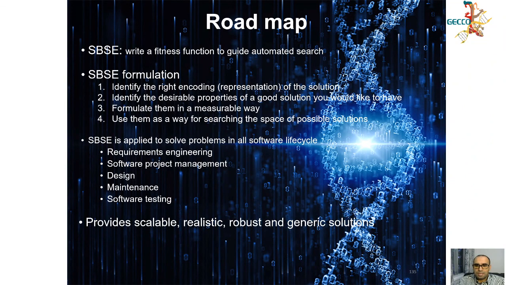So let me summarize now. SBSE in a nutshell is about writing a fitness function that will guide an automated search. To use search-based software engineering to solve a given problem, we mainly need to identify the right encoding or representation of the solution. Then we need to identify the desirable properties of a good solution that we would like to have. So how our solution should look. For example, we want to reduce the coupling and increase the cohesion. These are the desirable properties of our design solution, for example. Then we need to formulate them in a measurable way. We can measure cohesion, we can measure coupling. There are some quality metrics that are already defined. Then we use these measures as a way of searching the space of possible solutions. These measures will guide the search towards the optimal solution.